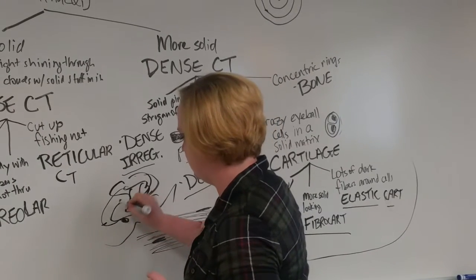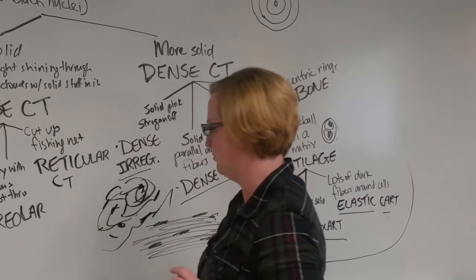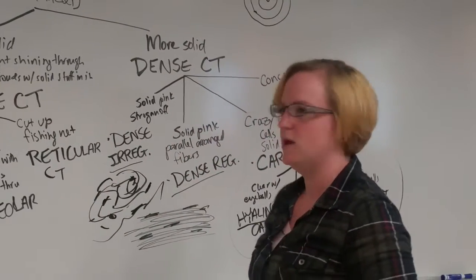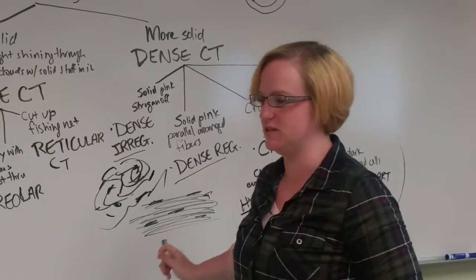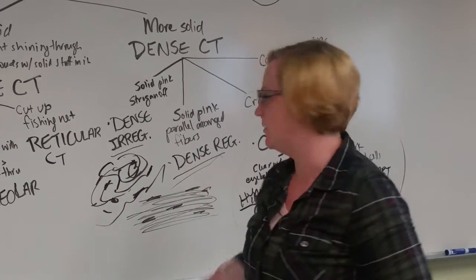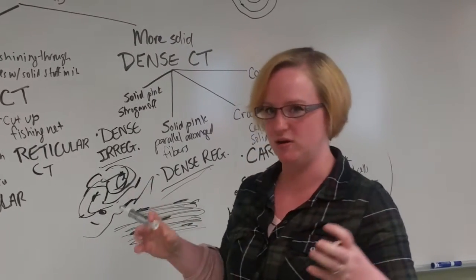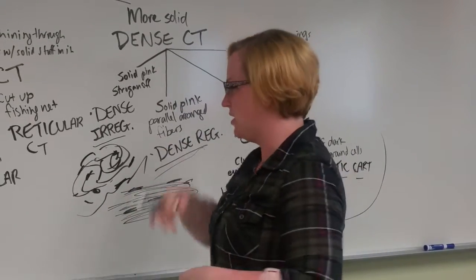And then again, you'll see those long stretched out fibroblasts. This is a really terrible drawing of it, but you'll see a picture of it later. But this is dense irregular. So the fibers are the same. So this is generally collagen. Fibers are the same as you would find in dense regular, but they're not nicely, neatly arranged in a parallel fashion. They're just kind of spaghetti-like all together, like beef stroganoff.